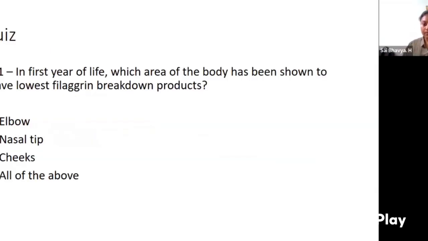So in the first year of life, which area of the body has been shown to have the lowest filaggrin breakdown products? First is elbow, second is nasal tip, third is cheeks, and the fourth is all of the above.